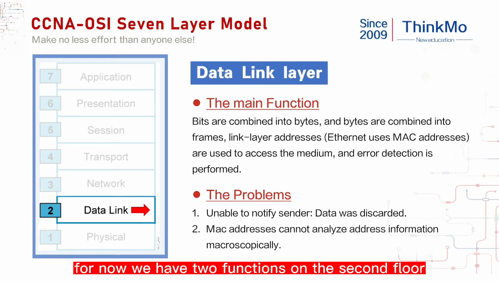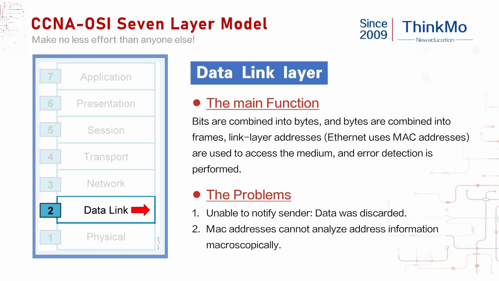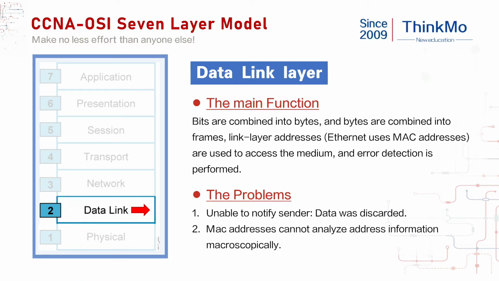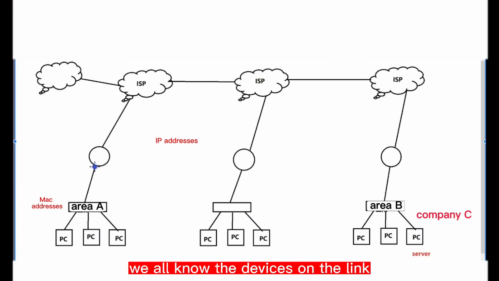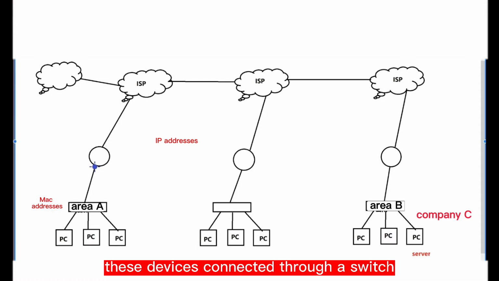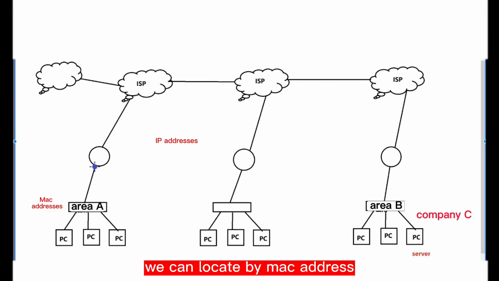So for now, we have two functions on the second layer. The first one can implement error detection. Secondly, the standard precise positioning function can be realized. But it has another problem. We all know the devices on the link are within a range, connected through a switch, and we can locate them by MAC address.